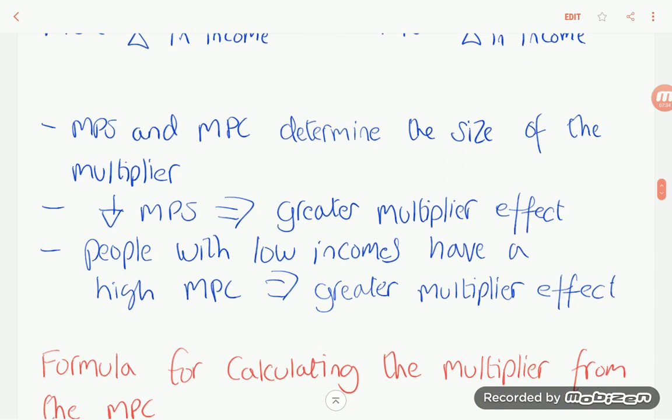Generally, people with lower incomes tend to have a higher marginal propensity to consume. The marginal propensity to consume also tends to be higher in less developed countries, so the multiplier will be bigger. In other words, when you're struggling to afford the basics, you're likely to spend any extra income you get.